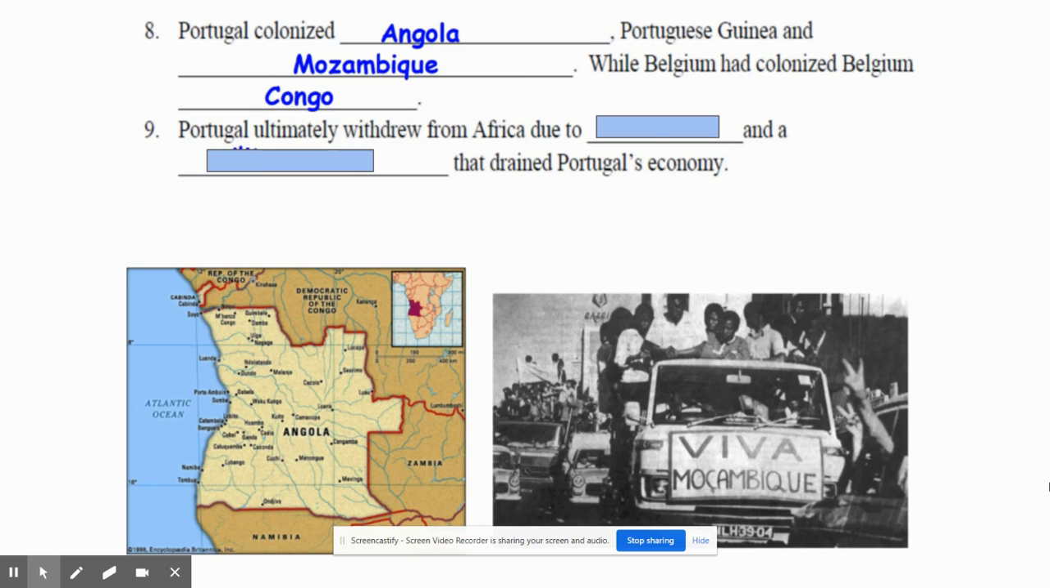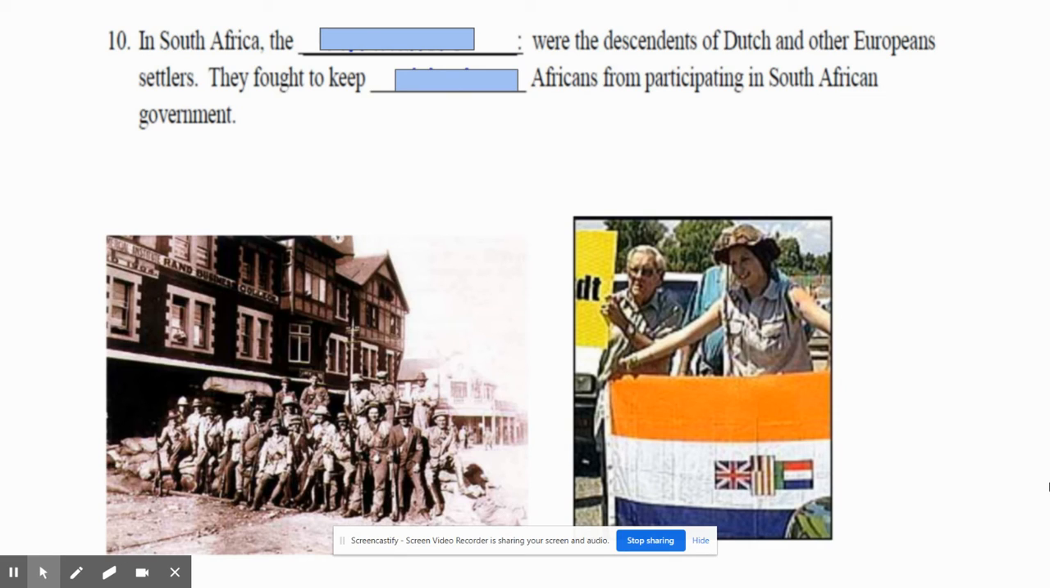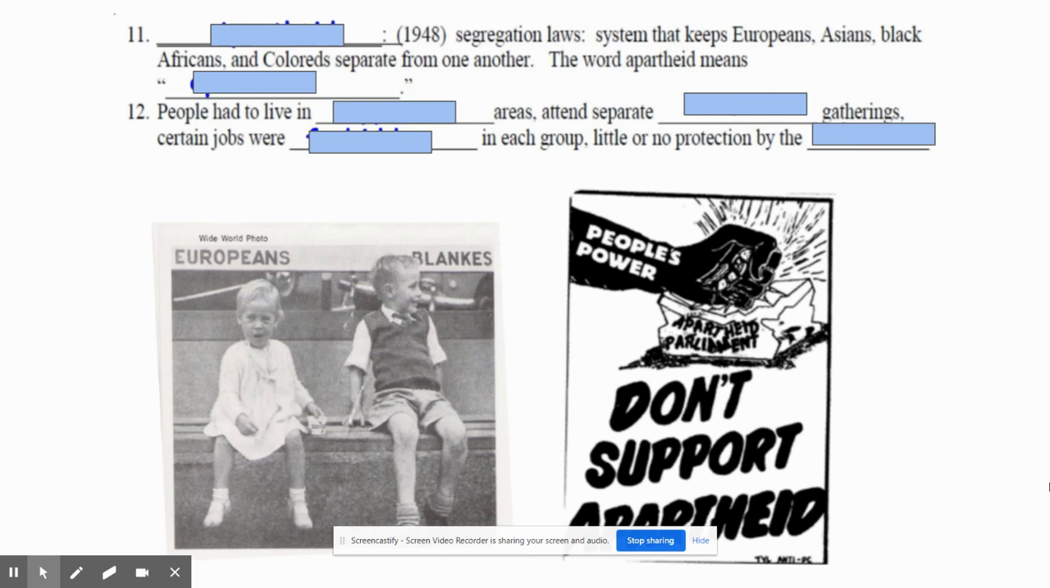Portugal ultimately withdrew from Africa due to war and the fact that a military coup, or coup d'etat, which is like a military takeover, usually happening very quickly, had drained Portugal's economy, and hence they couldn't afford to keep their colonies. In South Africa, the Afrikaners, who were the descendants of the Dutch and other European settlers, fought to keep Black Africans from participating in South Africa's government. They established a policy, which actually goes back before 1948 but takes on this name in 1948, known as apartheid, which is a segregation law, a law designed to keep the races separate from one another.